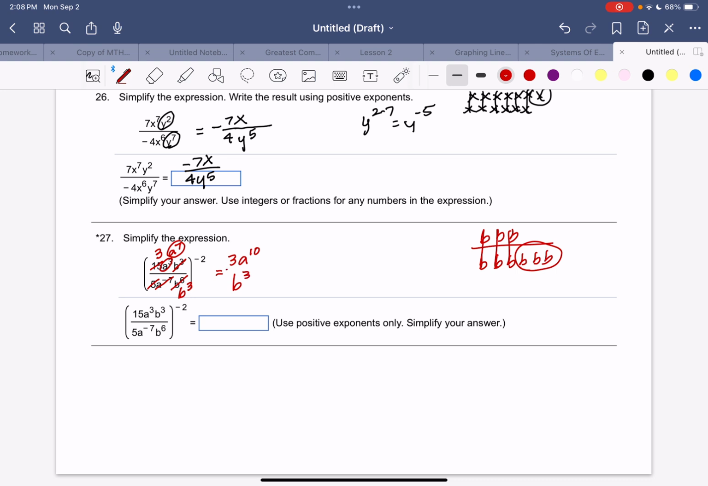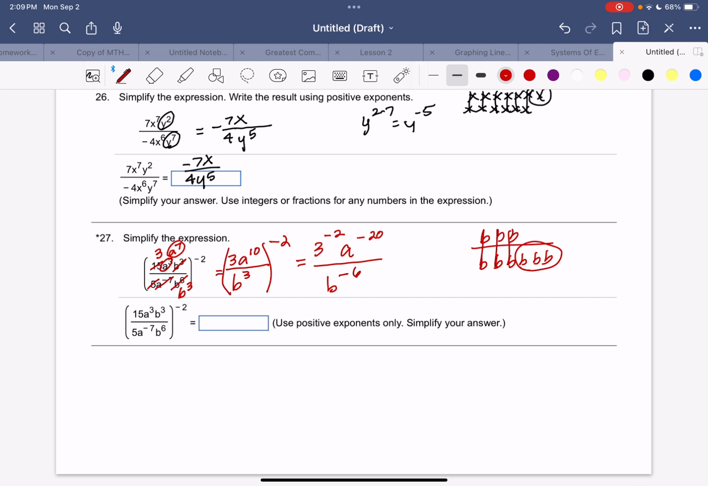So I have that. Now, I still have to apply that negative 2. So I've got 3a to the 10th over b to the 3rd, to the negative 2. So that's 3 to the negative 2, a to the negative 20, because power to a power I multiply, over b to the negative 6.